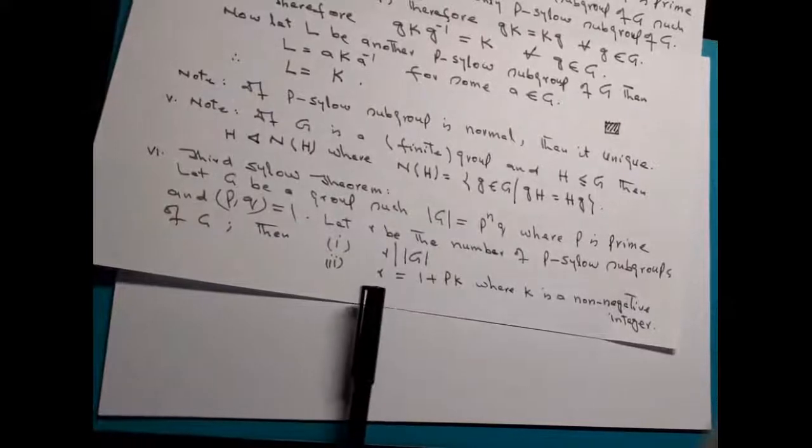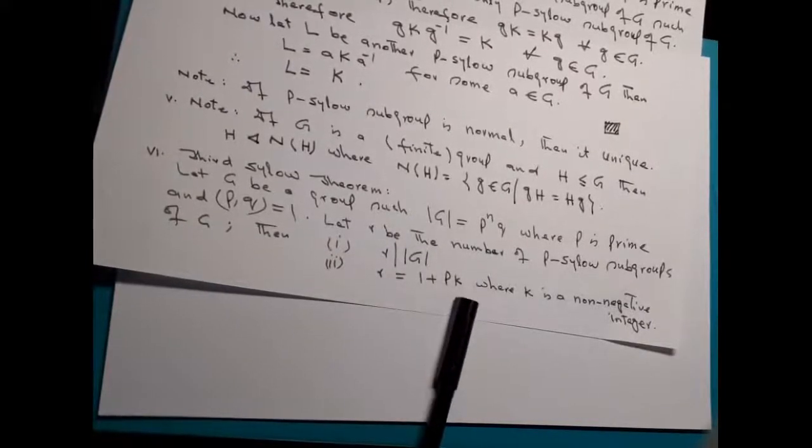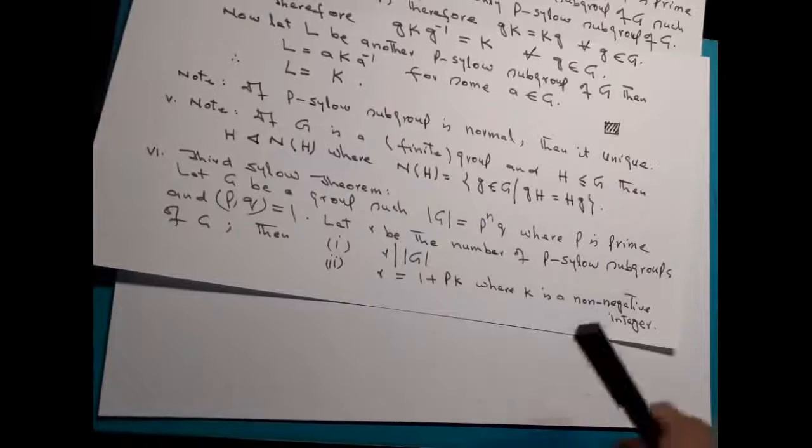That is how many p-Sylow subgroups are going to be there. So let's come to this particular proof. We have to prove that R is equal to 1 plus pk. This is what we have written, that R is equal to 1 plus pk. This is what we have to prove, where k is a non-negative integer. So we have to prove this particular formula. So let's come to the proof of this particular formula.